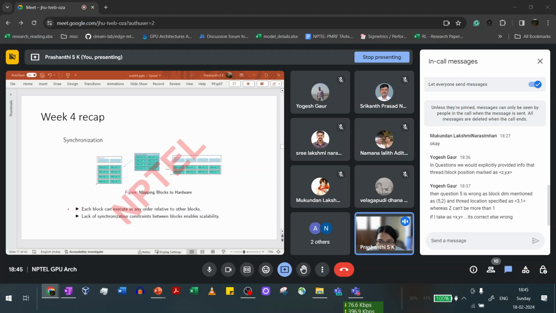So these are the two things that you need to remember. Every block can execute in any order relative to other blocks, right? This is something you have to always keep in mind. And why is this designed this way? It's because if I put synchronization constraints, or some constraints on the order of execution of blocks, then I can't fully parallelize this computation in a sense, right?